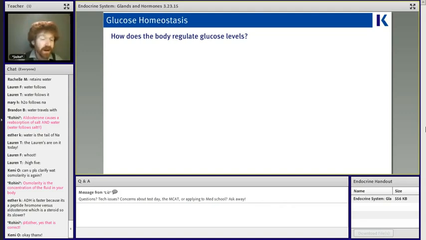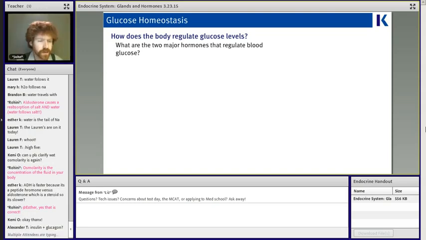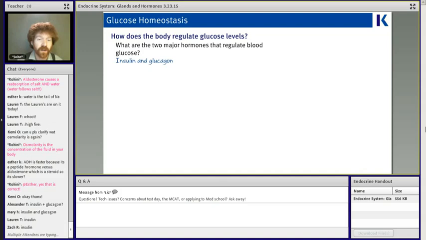Perfect. All right, so let's talk about glucose for a little bit. We're going to come back to this whole idea, though, of peptide versus steroid hormones, as Esther's getting to in the chat, because that is a major part, and we will return to that concept today. All right, so what are the two major hormones, first, we'll keep moving along, that regulate blood glucose? Nice, Alexander. You got it. Insulin and glucagon. Those are the two big ones.